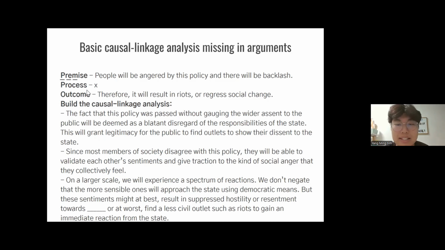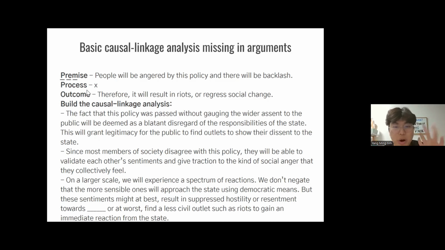Since most members of society disagree with the policy, they're able to validate each other's sentiments and give traction to the kind of social anger that they collectively feel. Humans are probably working in a society very, very often. If a lot of people agree with what you think, you are brave enough to tell me that these are things that you also are angry about. So if everyone is angry about the same things, everyone validates each other into being able to exploit that level of, oh, I hate this so much, I don't like this at all. And that's how people collectively feel. And on a larger scale, we experience a spectrum of reactions.